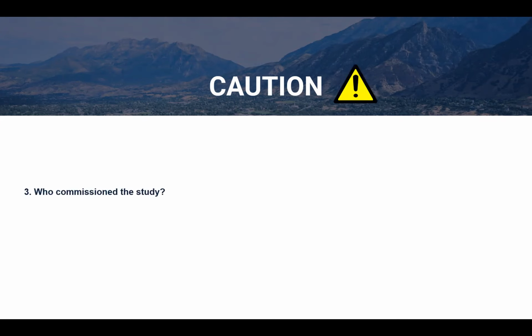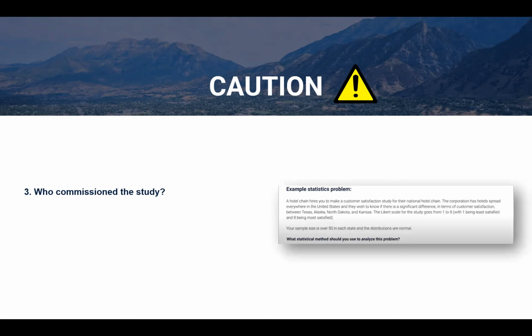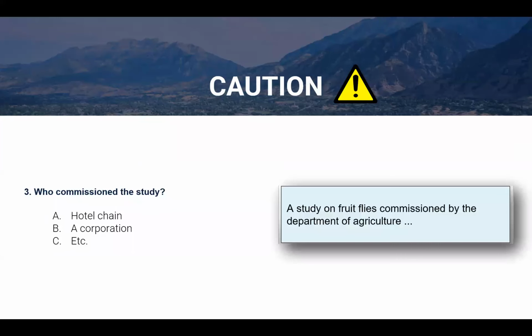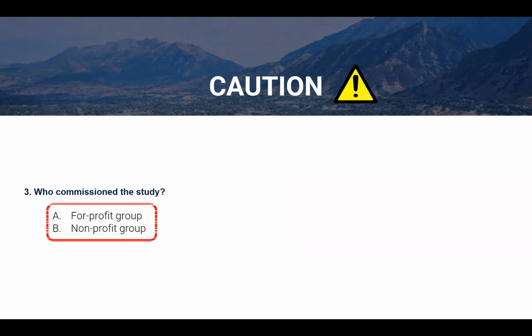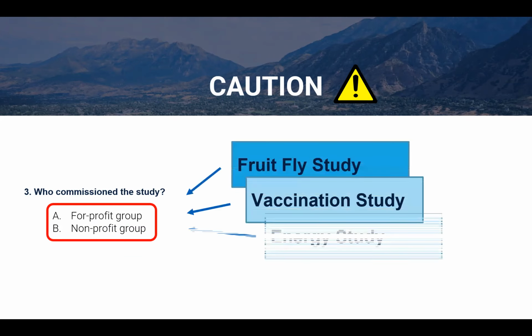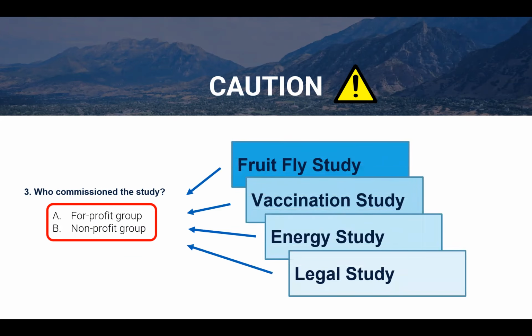For example, if we ask the question, who commissioned the study, and we pulled out options from the wording of this specific problem, like hotel chain or a corporation, then when we present the students with another research study commissioned by a different group, such as a study of fruit flies, these options will not be relevant. In other words, we need to have generic options like these that would be relevant to hundreds of different problems.